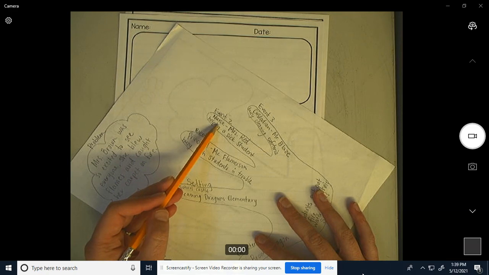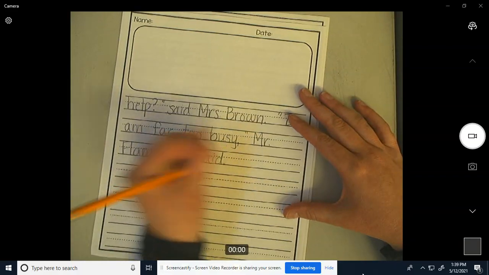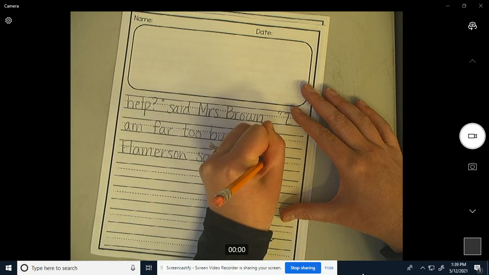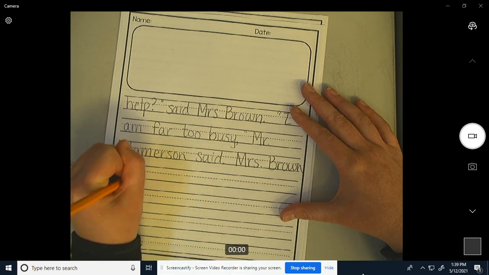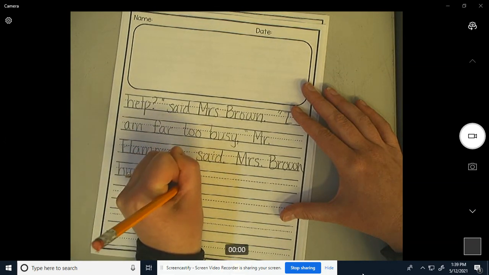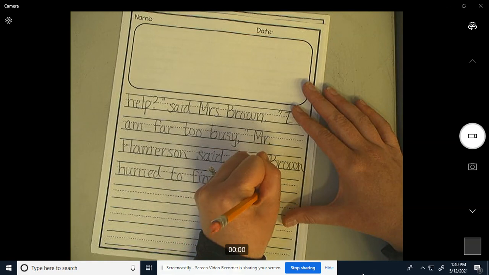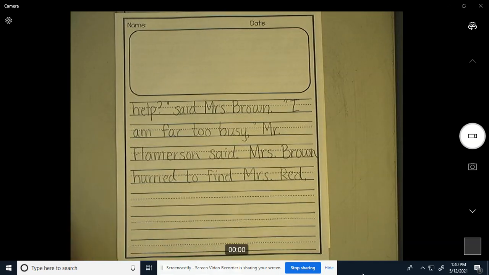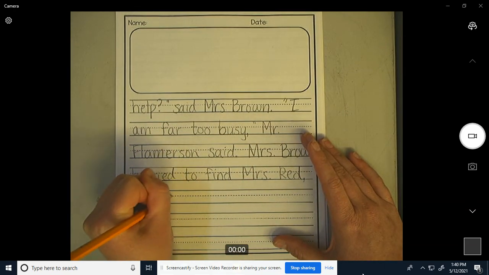We're on to event number 2. The nurse, Mrs. Red. Mrs. Brown hurried to find the school nurse. I wonder why she's hurrying. Probably because her carpet's on fire. Yeah. I'd probably be hurrying too. Hurried to find Mrs. Red. Notice how all of the names in our story have capital letters because they're proper nouns. She hurried to find Mrs. Red, the school nurse. Oh yeah, you gotta label who she is.